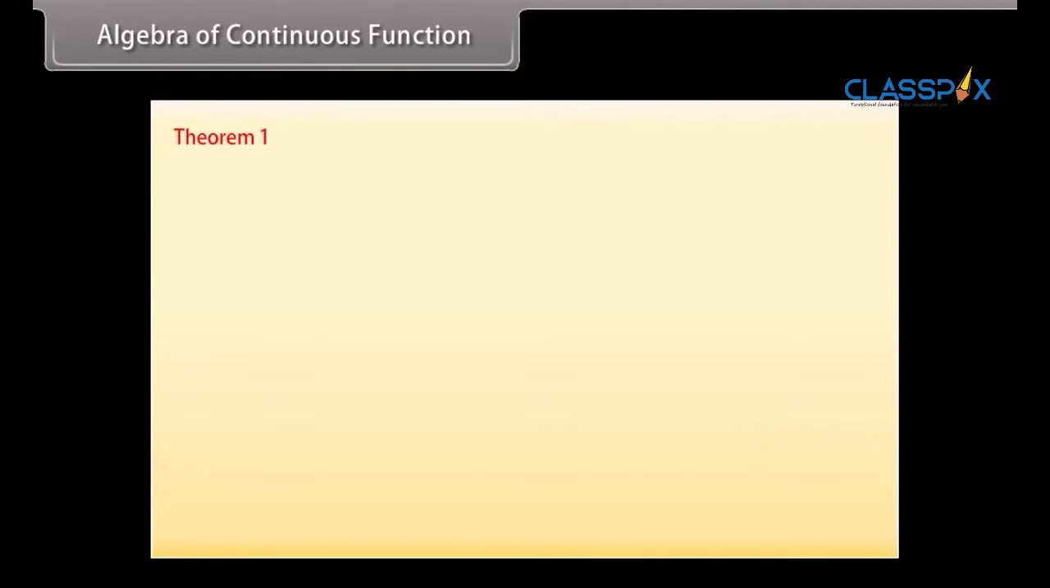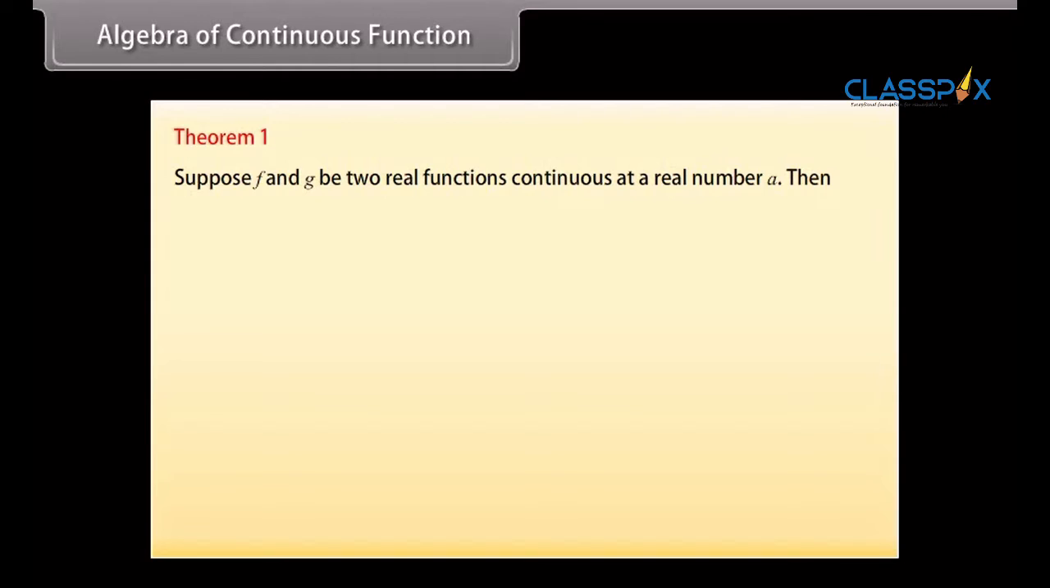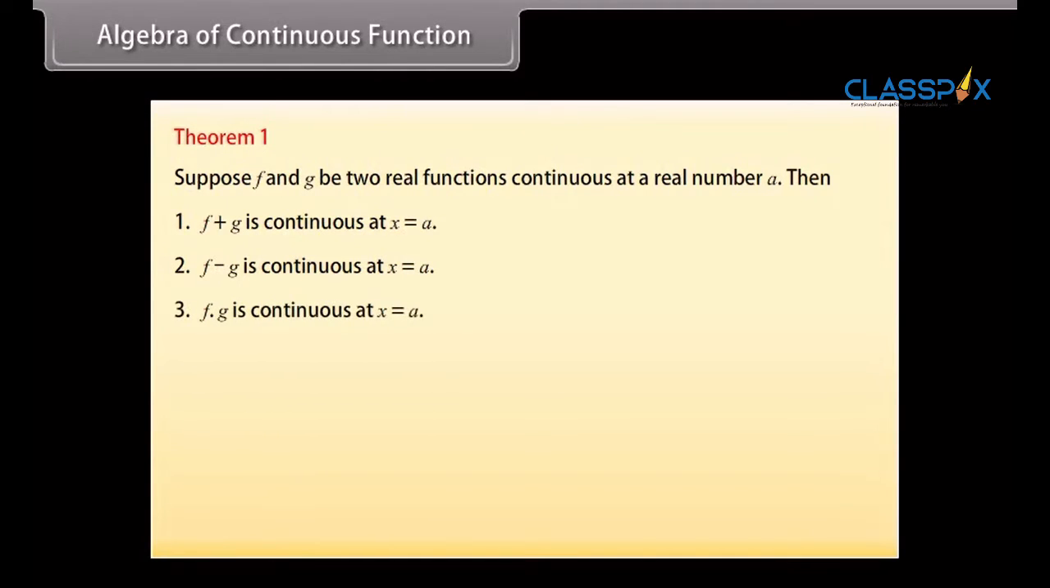Algebra of continuous functions. Theorem 1. Suppose f and g are two real functions continuous at a real number a, then 1. f + g is continuous at x = a. 2. f - g is continuous at x = a. 3. f times g is continuous at x = a. 4. f/g is continuous at x = a, g(a) not equal to 0.